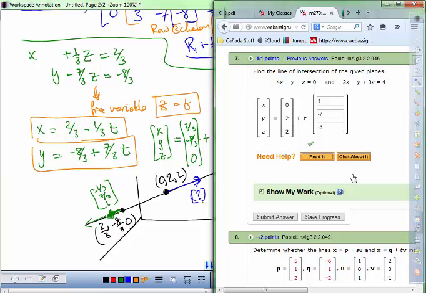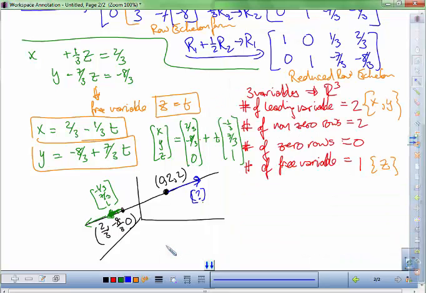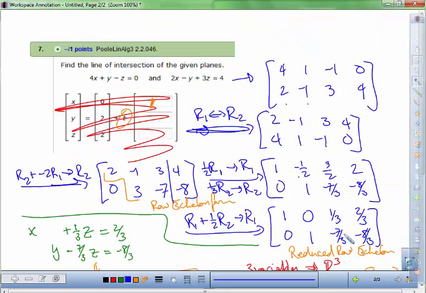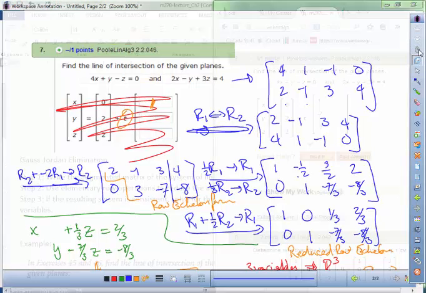There's a lot of things that would have been nice to know. All right. So that's finding the intersection of planes. It's really putting a system of equations together.